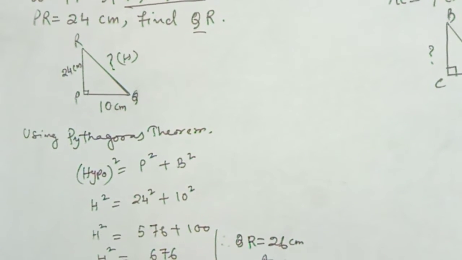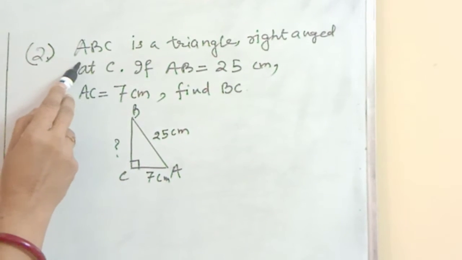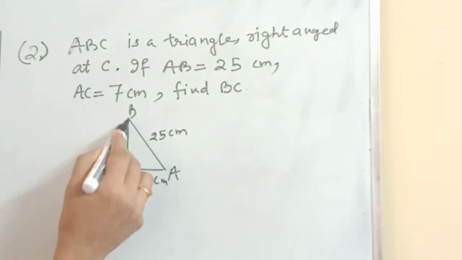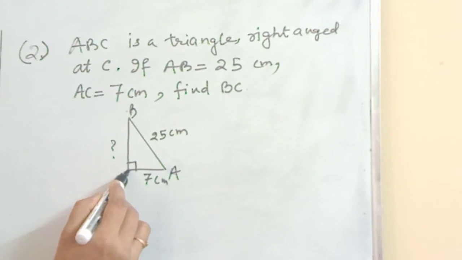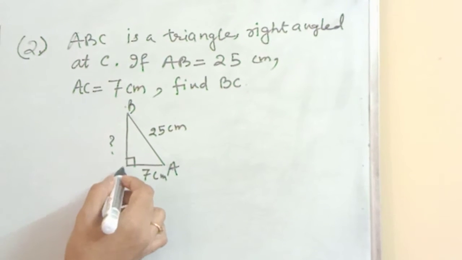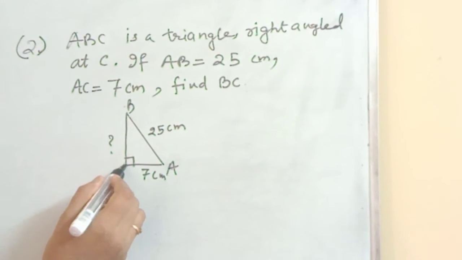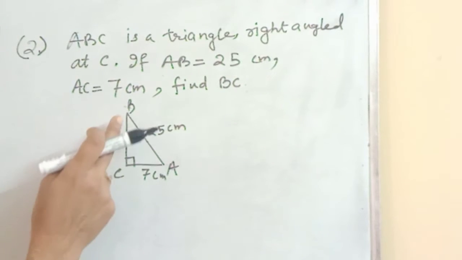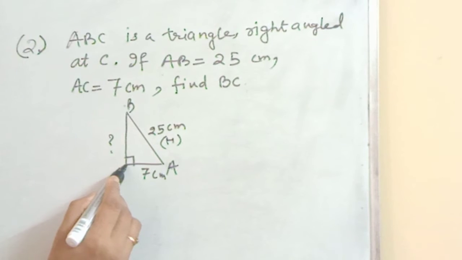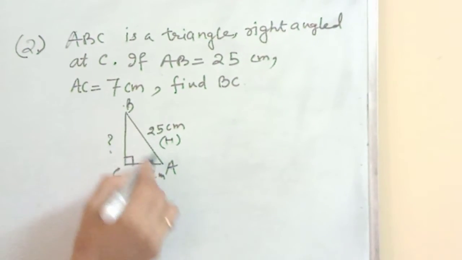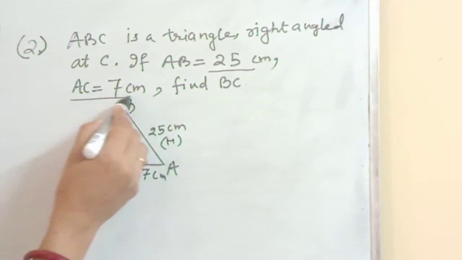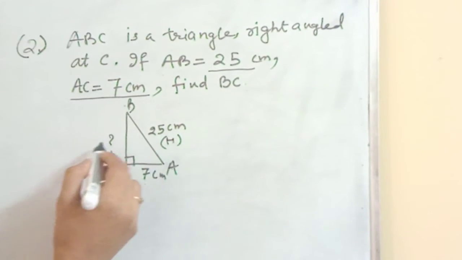Come to the next sum. Now in question number 2, ABC is a triangle right angled at C. That rough sketch we have drawn. ABC is a right angled triangle, right angled at C, where AB is equal to 25 centimeter. Here hypotenuse is given. You can see AB. If C is the right angle, then AB will be the hypotenuse, and the measurement of hypotenuse is given, 25 centimeter. AC is 7 centimeter. Find BC.